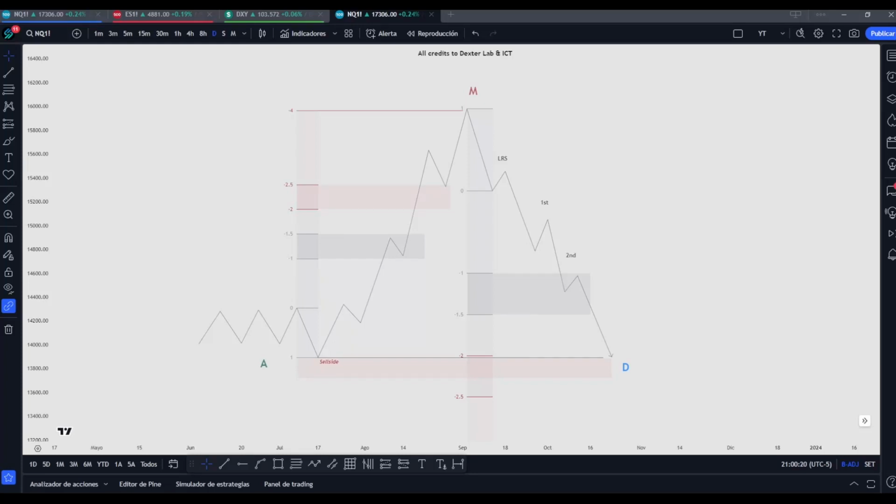Today we're going to talk about the standard deviations and power of 3. So for the correct use of these tools, first we need to know the fundamentals, the basics. So let's start knowing what standard deviations do, which each level, and what to expect inside and after that level.